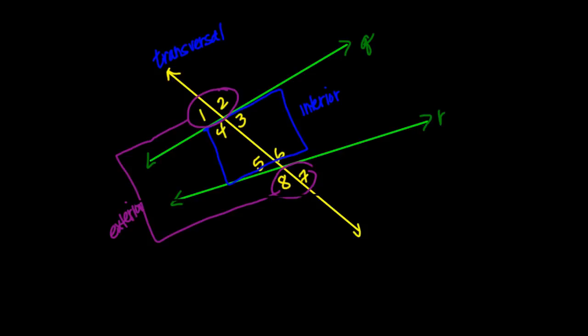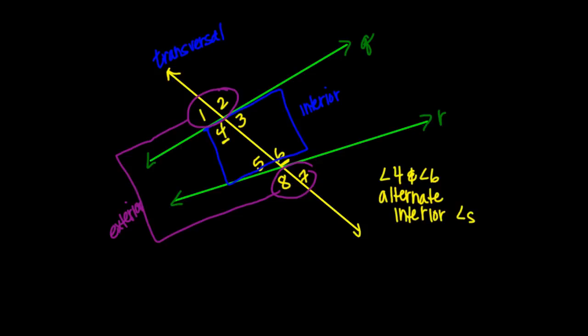All right, I also can talk about them in relation to the transversal. So 4 and 6 are alternating the transversal. One's on one side, one's on the other side. So when I talk about angle 4 and angle 6, I can describe them two ways. They are inside the lines Q and R, and they are also alternating the transversal. We call those alternate interior angles.